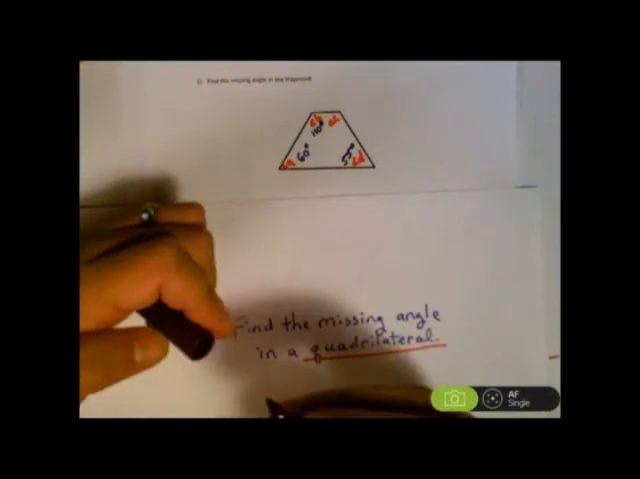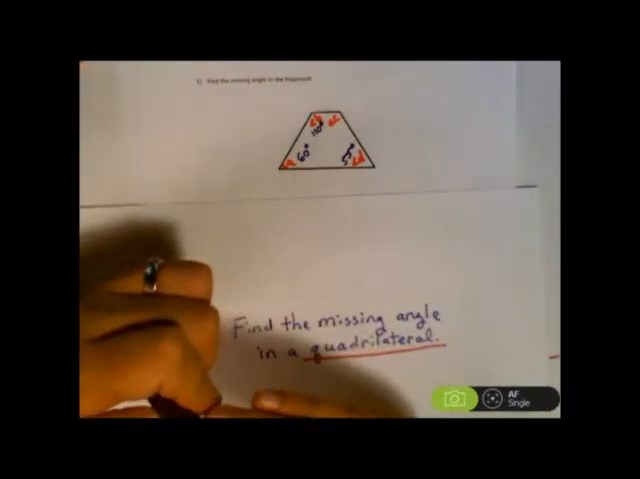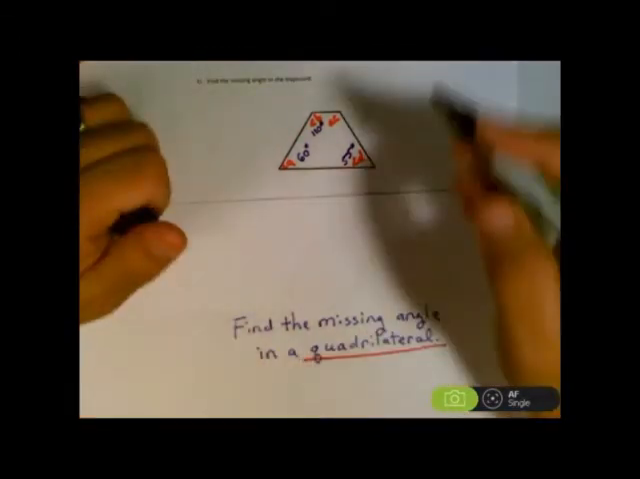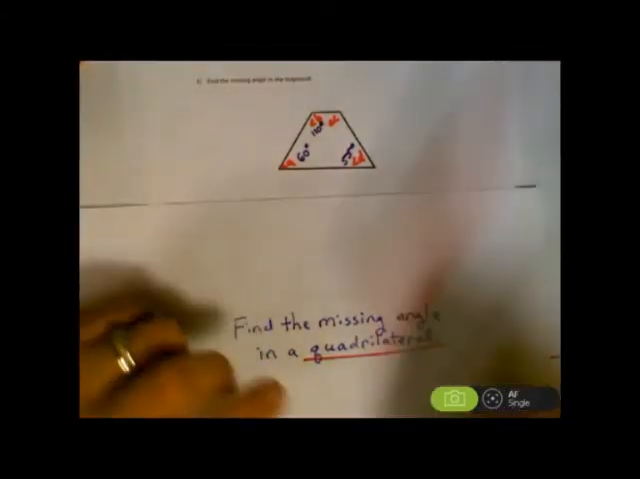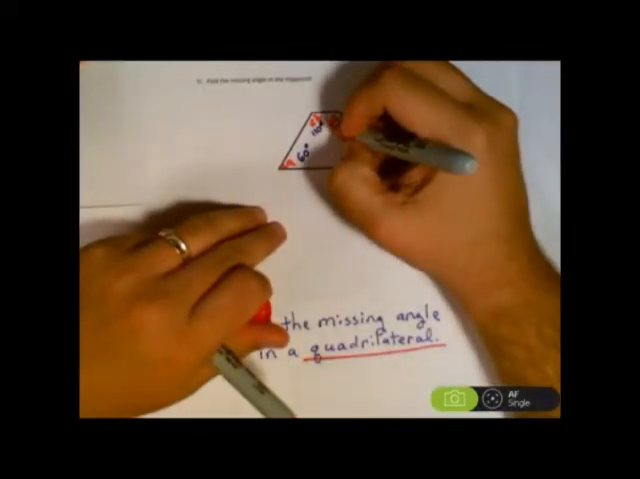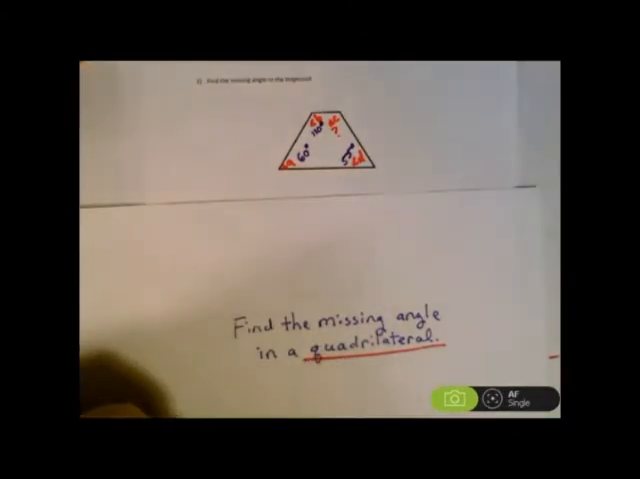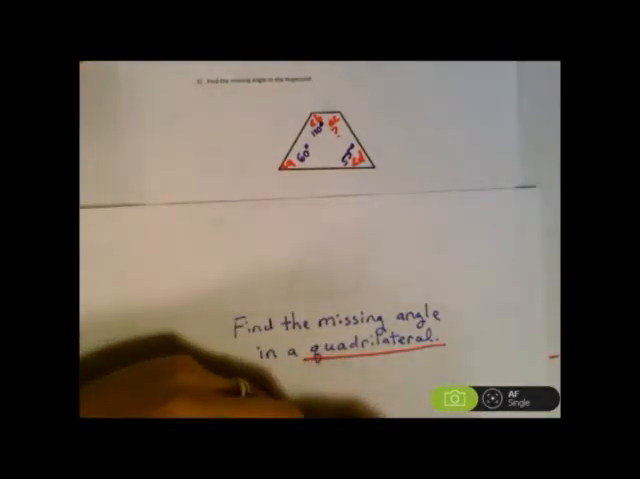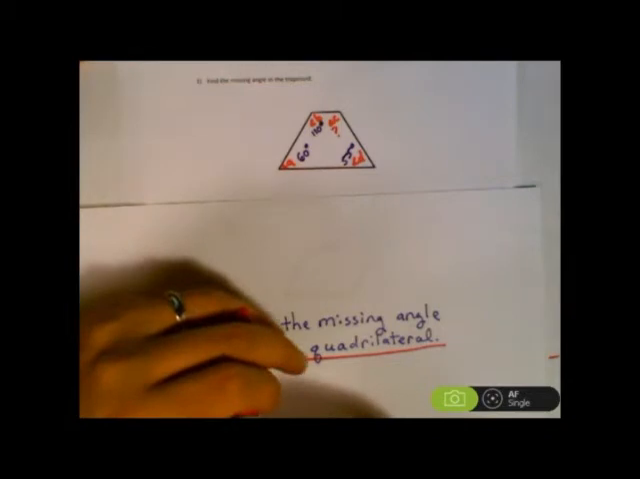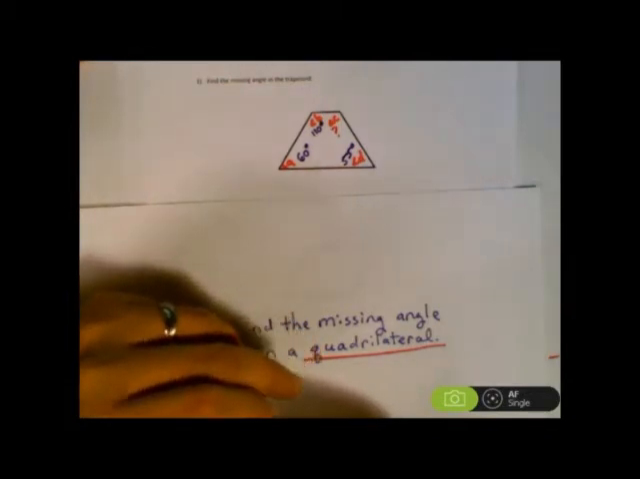Now what is the angle for angle C? What is the measure of angle C? This is the one that we are trying to find. Well, first remember that the sum of the angles in the quadrilateral equals 360 degrees. Now there are two ways to solve this problem.